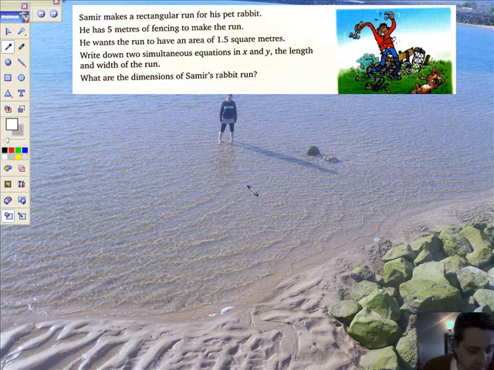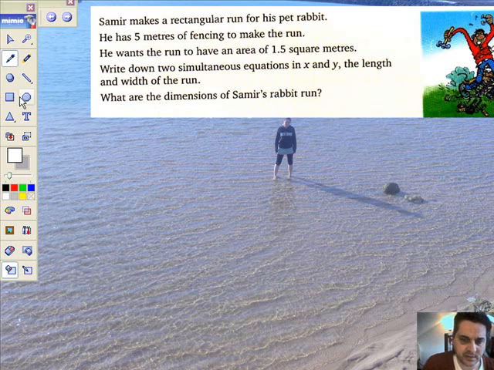Question 3, page 152, 153. This is Samir making a rectangular run for his pet rabbit. That's very nice of him, isn't it? So, pet rabbit, rabbit run. It has 5 meters of fencing. He wants to make an area of 1.5 square meters.